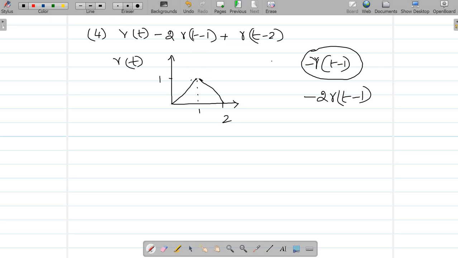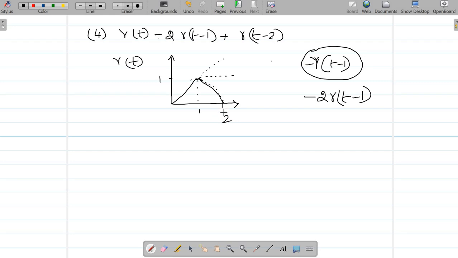Now why the slope has changed from a positive value to a negative value is because it has encountered a negative value, and it has not just encountered a negative unit value, but a negative 2. So that's the reason why the signal which should have become like this, if it had been negative r of t minus 1, has become like this because it has encountered negative 2 r of t minus 1. Now what happens after that?